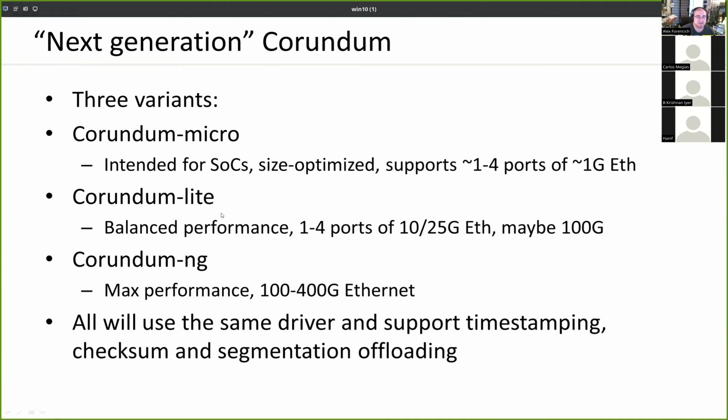Then Corundum Lite is supporting around 100 gigabits per second of aggregate bandwidth, similar in performance to the current version of Corundum. And then Corundum NG is going to be the highest level of performance, ideally supporting up to 400 gig Ethernet. But we'll see about the details on that as things come together. The plan is to use the same driver and the same host interface for everything, and to support basically the same set of core features, including timestamping, checksum, and segmentation offloading. And then obviously, some of these will support things like SR-IOV and so on. So that's kind of what I'm looking at here.